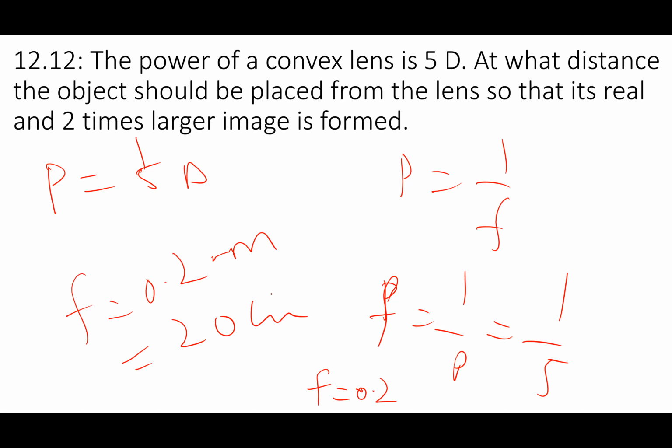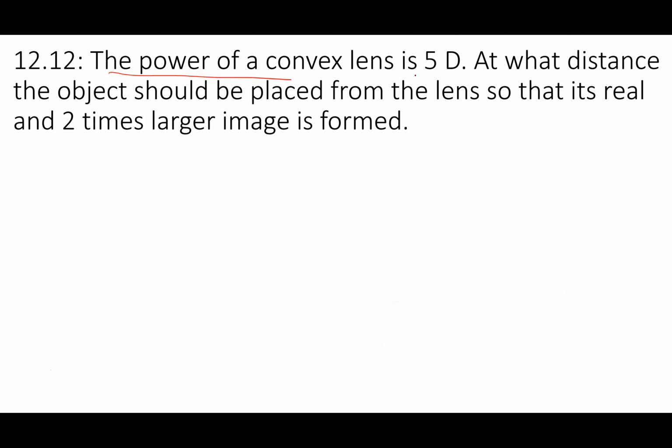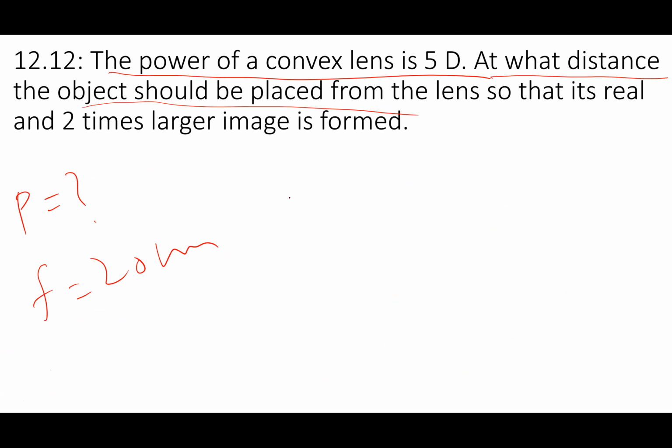Now the next is, power is this one. We find the focal length from the power. At what distance the object should be placed? Object distance, if focal length is 20 centimeter. We already done this, from a lens, so that a real and 2 times larger image is formed. Image must be real and 2 times larger than the size of the object.